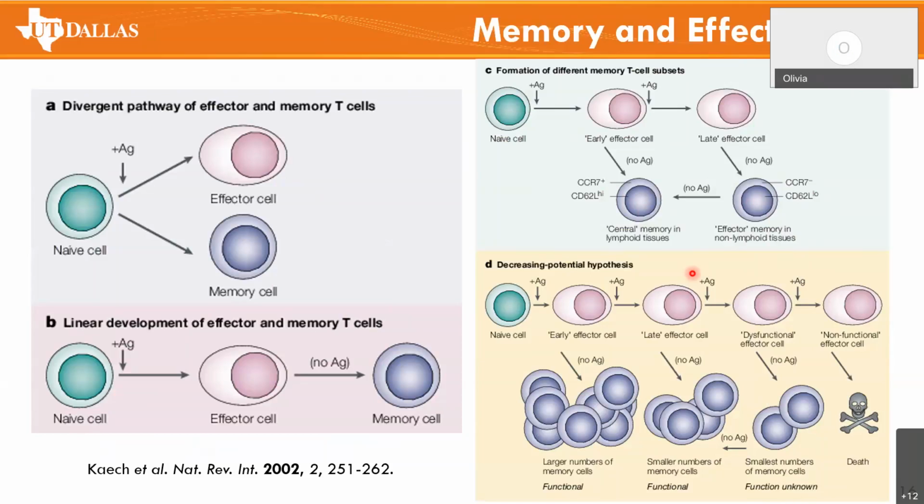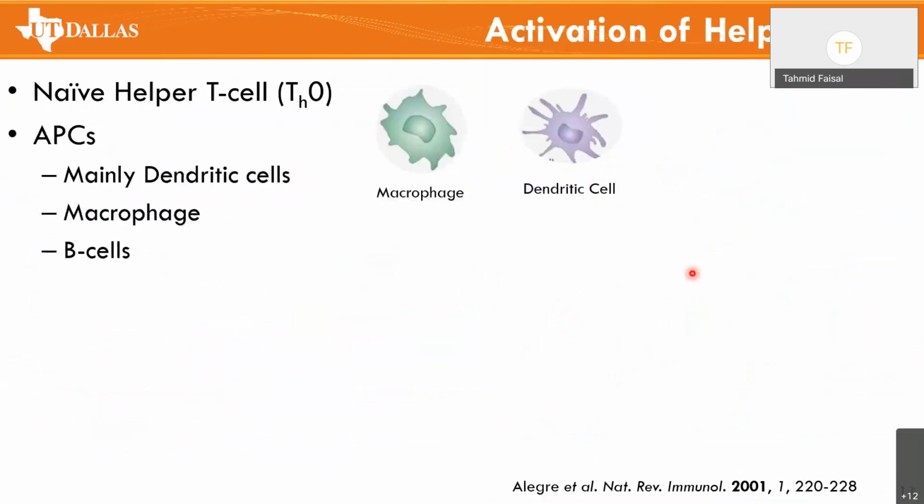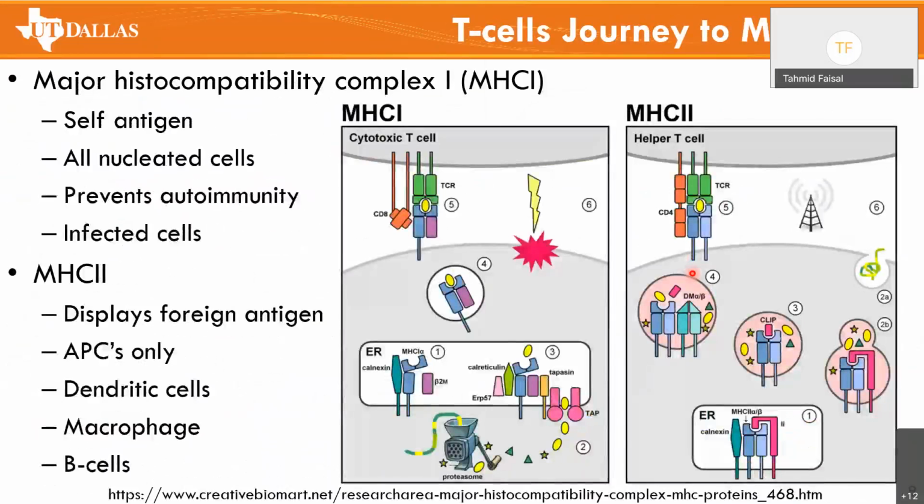Michael, I have a question regarding the major histocompatibility complex. What are the differences between type 1 and type 2 major histocompatibility complex during the infection? Like which one is changed?